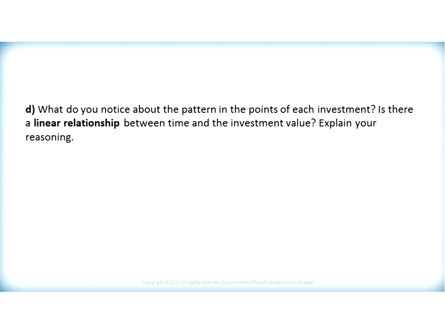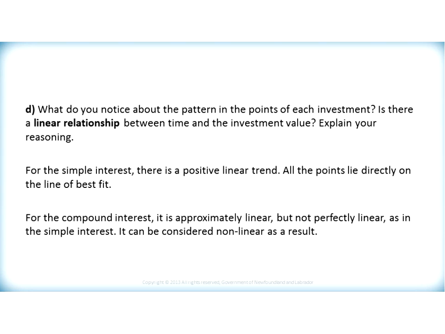So what do we notice about the pattern? Well, it's exactly as I said. For the simple interest, there is a positive linear trend. We did see that the line seemed to go right through every single point. All the points lie directly on that line of best fit. For the compound interest, it is approximately linear. It did look pretty close to linear, but it's not perfectly linear as it was in simple interest. We did see that the dots appear to start to veer off our line of best fit, so it can be considered nonlinear as a result.